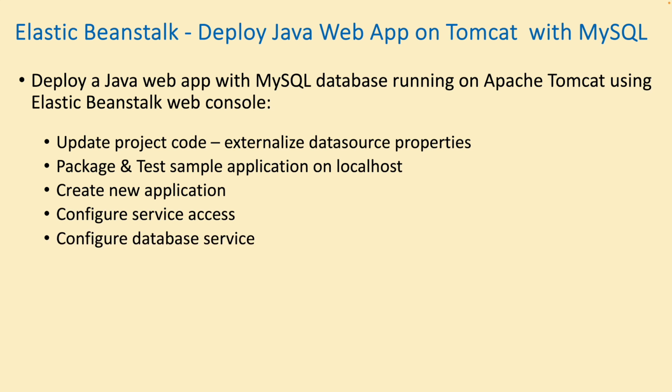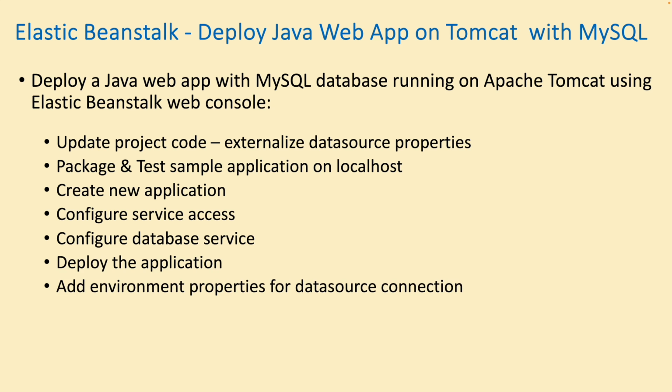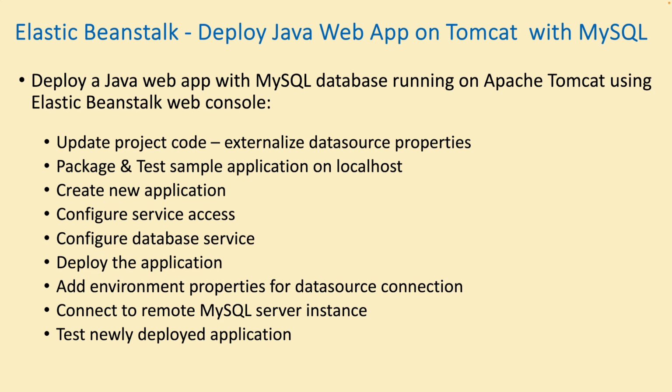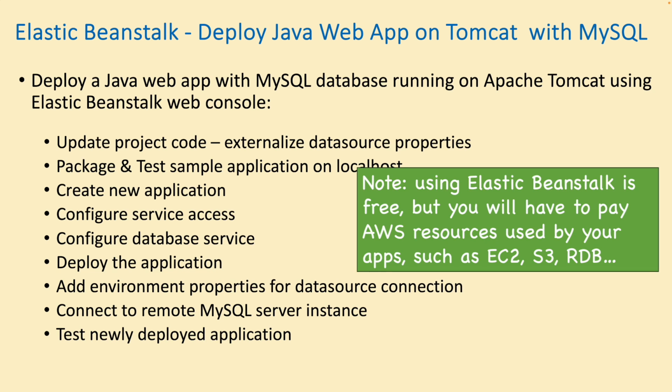Configure service access. Configure database service. Deploy the application. Add environment properties for data source connection. Connect to remote MySQL server instance and test the newly deployed application. Note that using Elastic Beanstalk is free, but you will have to pay for AWS resources used by your applications such as EC2, S3, RDS.